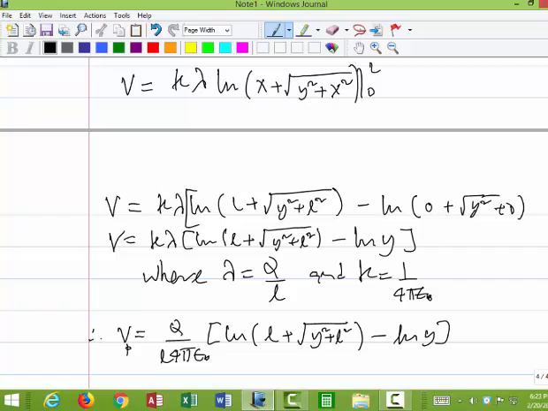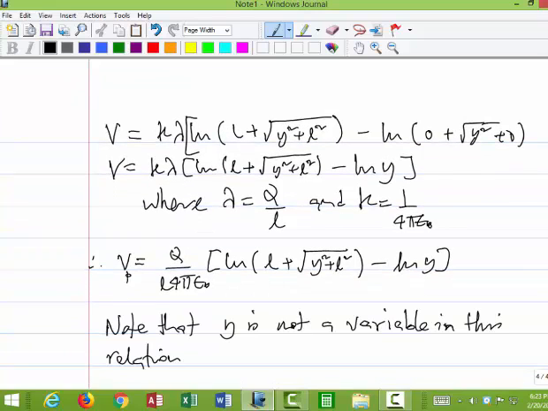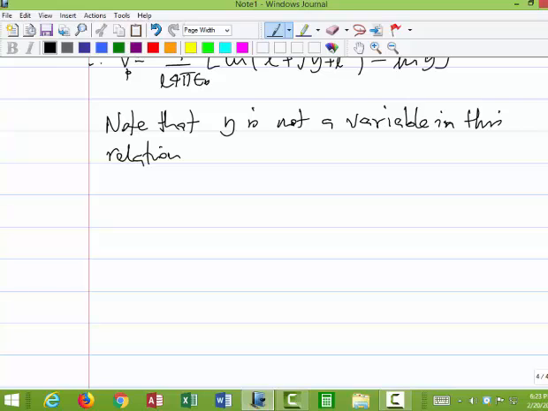Note that in this case Y is not a variable. Let's make a note: Y is not a variable. Y could be any letter, like I could have used a constant like A or B or any of those things. So Y is not a variable. Any questions at this point?